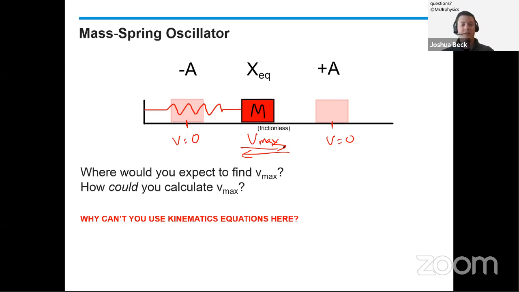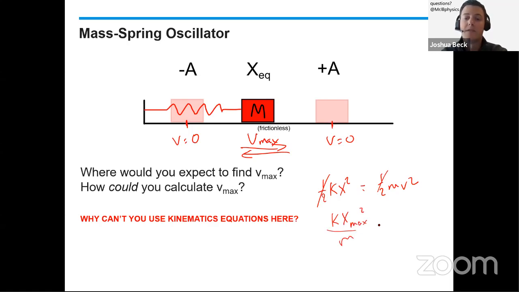So how could I figure out this maximum velocity? Well, I'd have to take an energy route. I'd have to look at how much potential energy is stored in the spring when it's compressed all the way, and then that will turn into kinetic energy. So if I take X max, cancel this, divided by M, this will give me V squared. So I could solve for my maximum velocity this way.